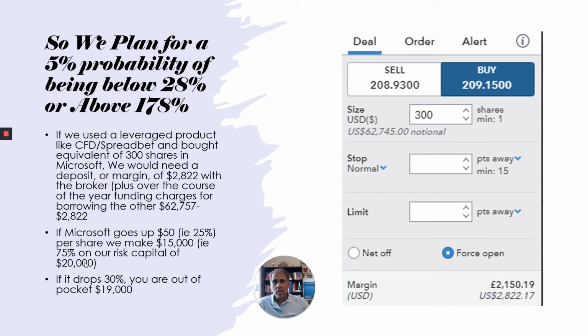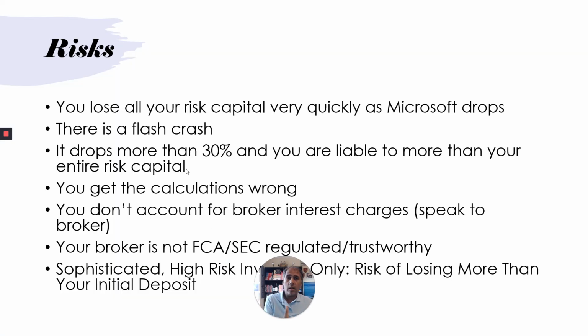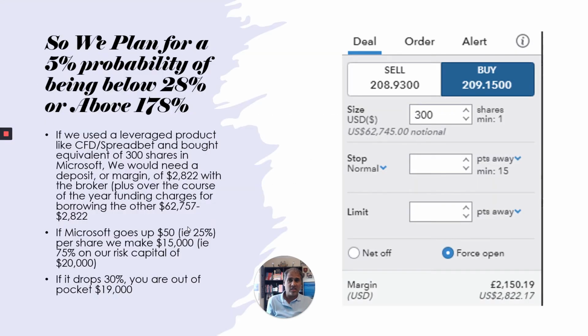Now, if it drops, and this is more important, if it drops 30%, you're out of pocket $19,000. How do I know that? Well, because 30% of $209 per share would mean you'd be down at $19,000. That's pretty much your risk capital, as I said. So what do we do? Well, what are the risks? Some of you might say, well, this is fantastic, Alpesh. I've got my risk capital. I can use it for a bit more zip than just buying $20,000 worth of shares. I'll be buying $62,000 worth. And I know there's a risk I could lose it all, but that's only 5%.